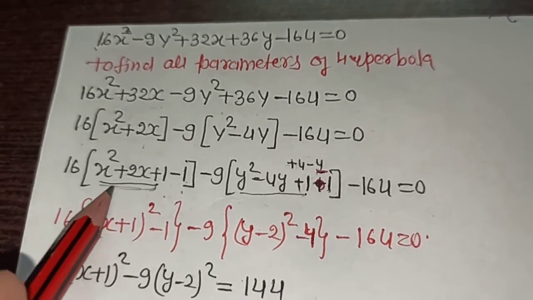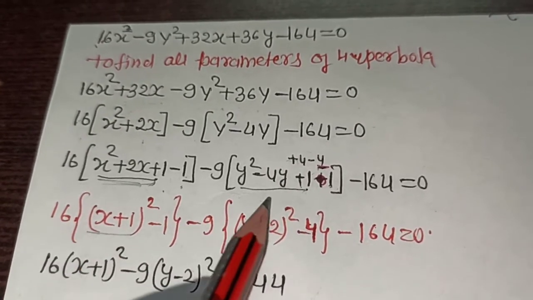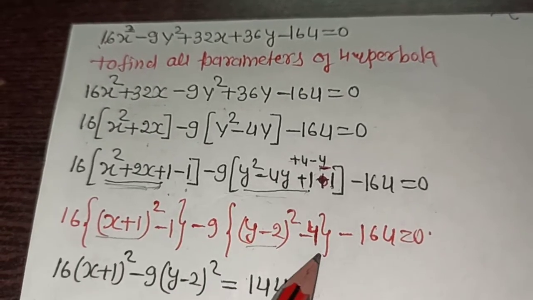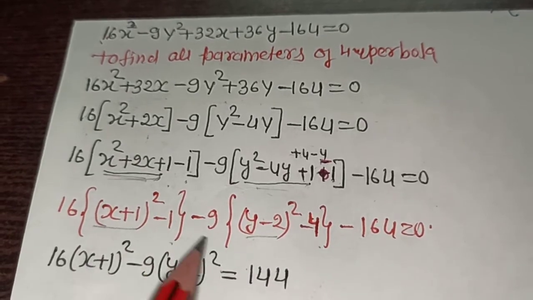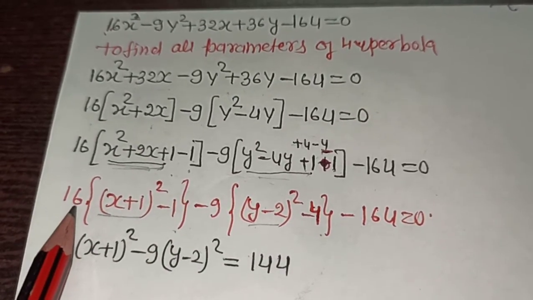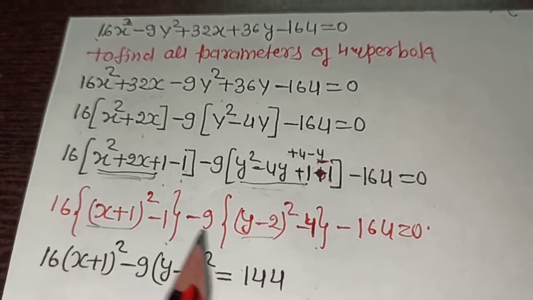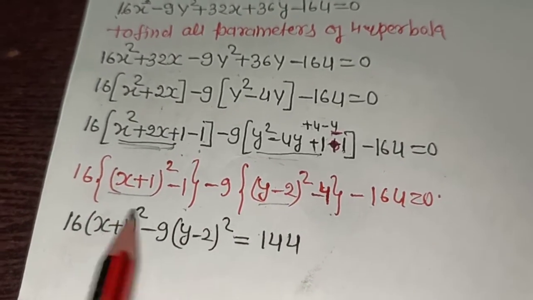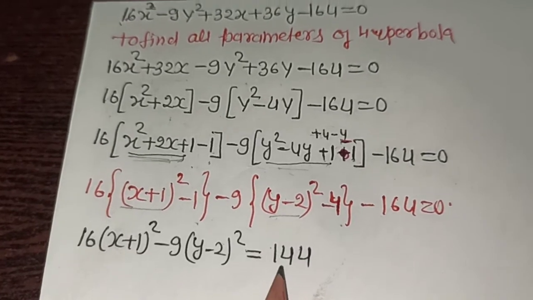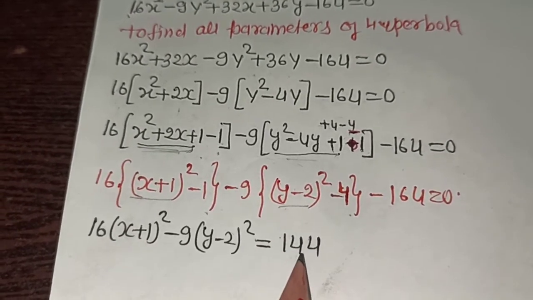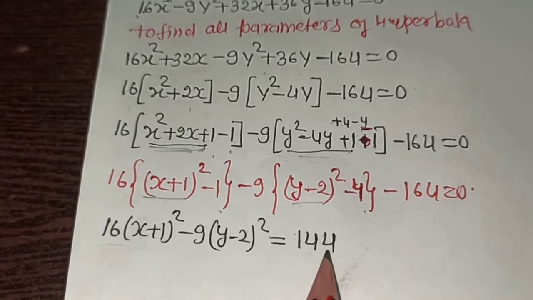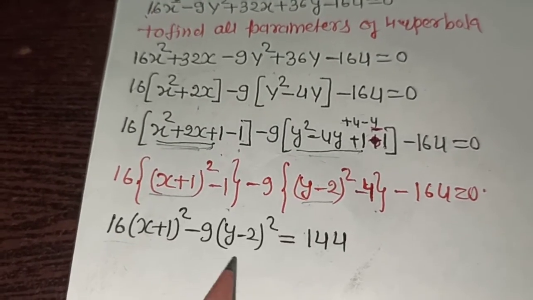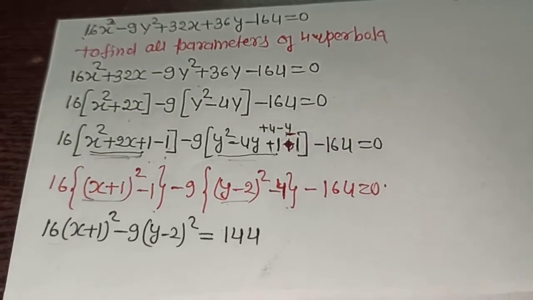Now you can write this expression like this, and you can write this expression like this, and minus 4 remains the same, minus 1 remains the same over here. Now you will multiply by plus 16 the entire bracket and minus 9 the entire bracket, and you will simplify, so you will get the entire expression like this. Now we will divide the whole equation by 144. 144 will come in the denominator, so we will convert this equation into the standard form of the hyperbola.